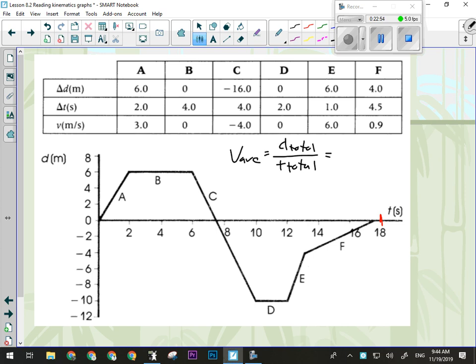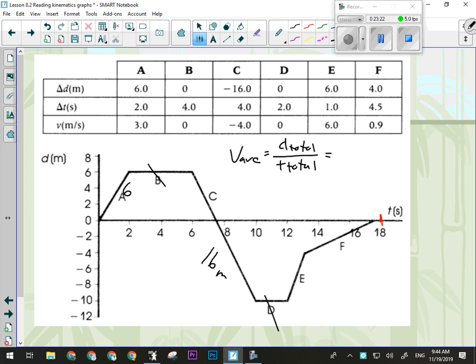All right, well, I can eliminate part B and I can eliminate part D because in part B and D the object doesn't go anywhere. It's stationary because the position doesn't change. All right, in part A it goes from a position of 0 to a position of 6 meters. That means it traveled 6 meters. Then during part C it goes from positive 6 meters to negative 10 meters. How far is that? 16 meters.